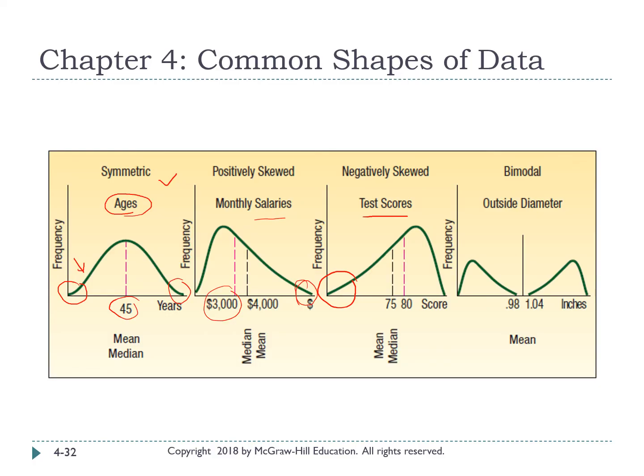Sometimes you can also have a very weird or strange shape. You can have two peaks, or maybe more than two peaks. We call it bimodal. So when will you have this kind of shape?